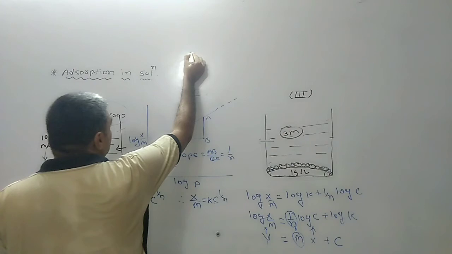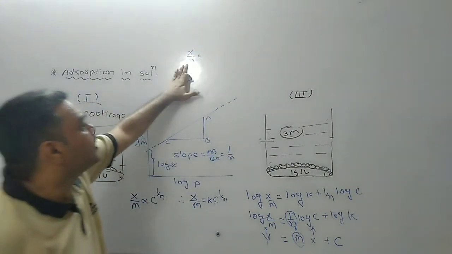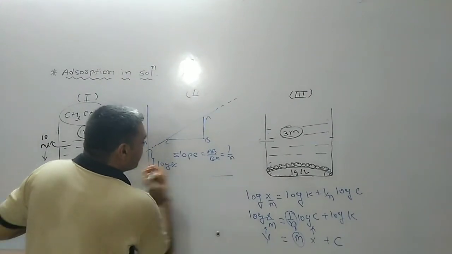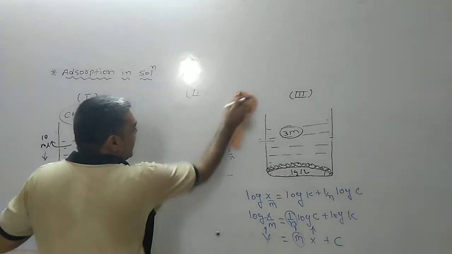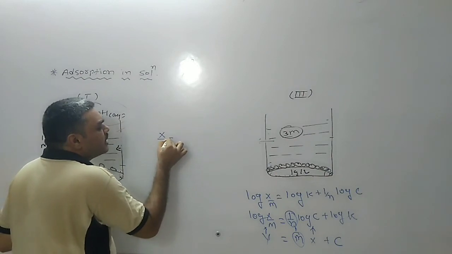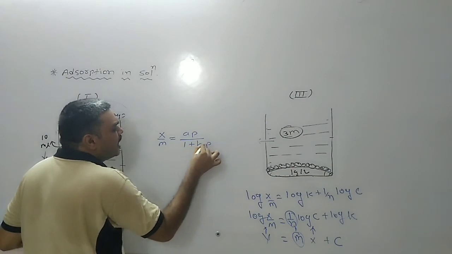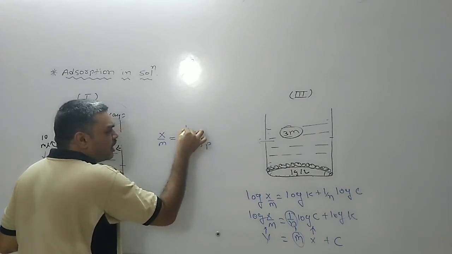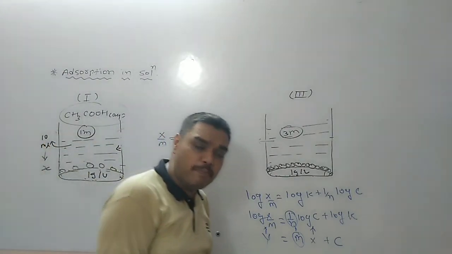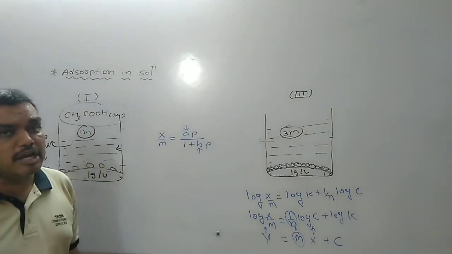I will propose you that x by m, I will write here, and you can see here, according to the Langmuir equation, adsorption x by m is equal to AP upon 1 plus BP. Here P is pressure, A and B are considered as constants of Langmuir, which are dependent on the temperature but do not depend on other nature like this.